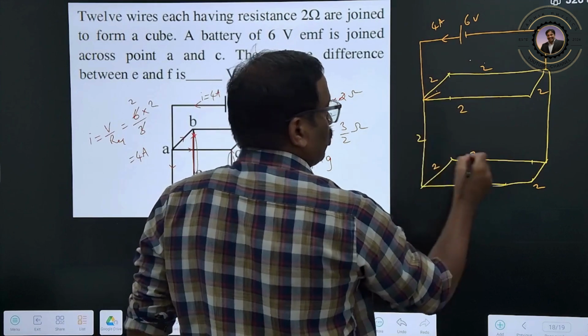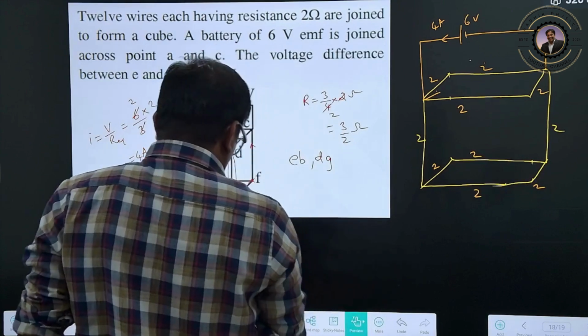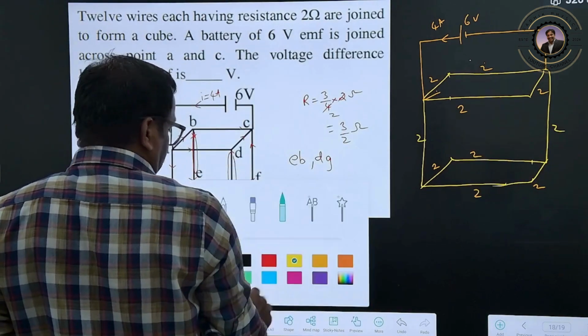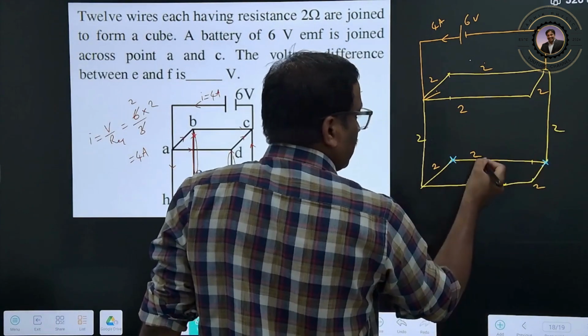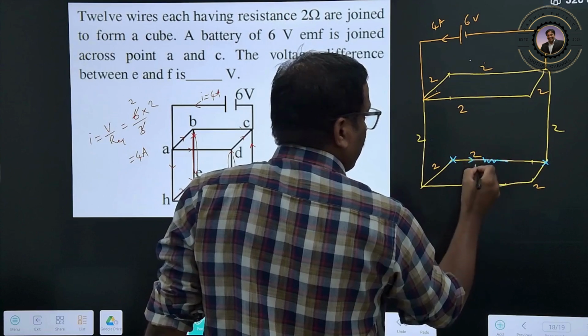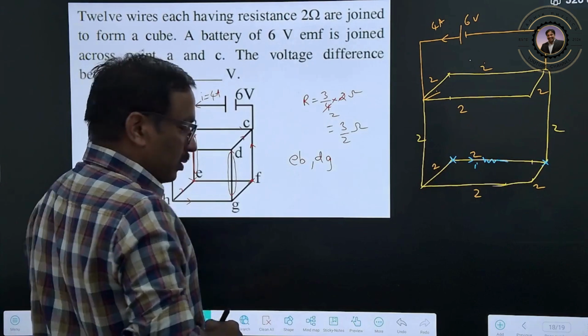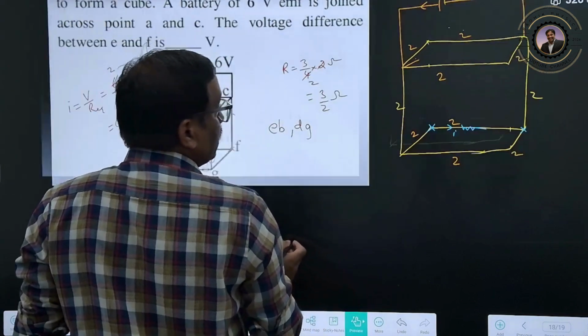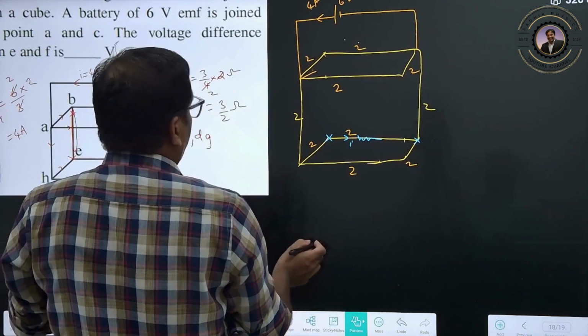Here this also is 2 ohm. So how will it be divided? Then we want to calculate the potential difference across this point. This 2 ohm is already there. Therefore if you calculate the current passing through this, then you can calculate the potential difference across this point. So now let us see how to do it.